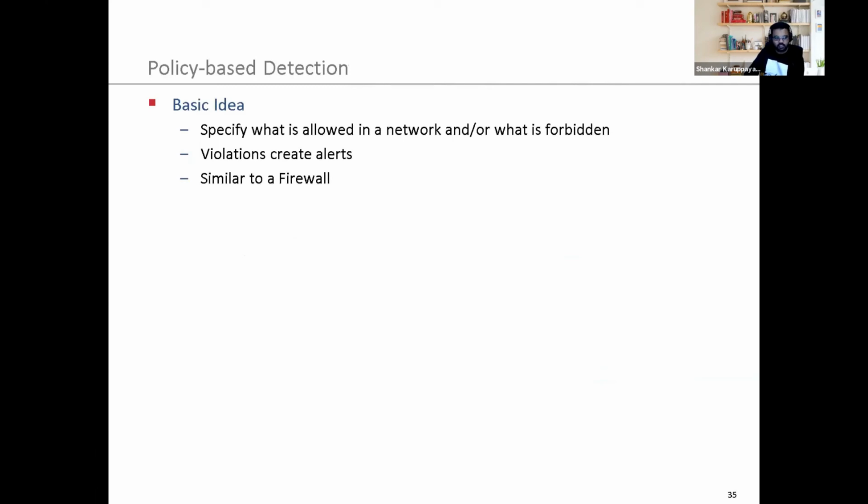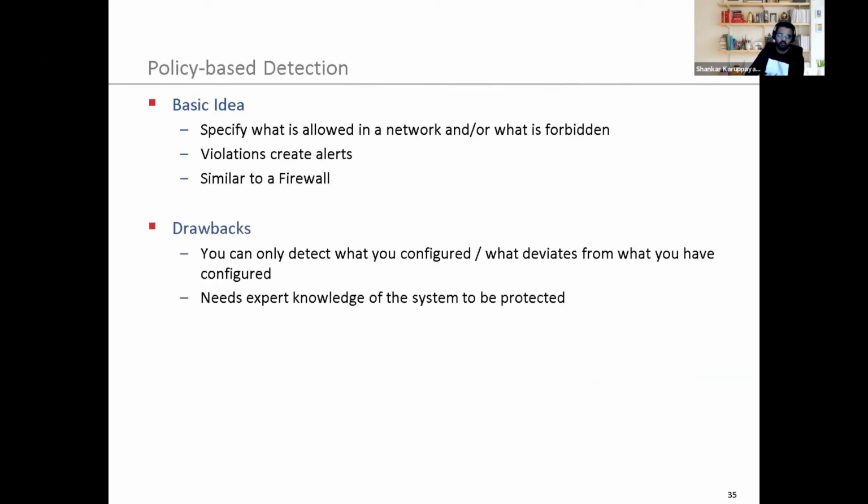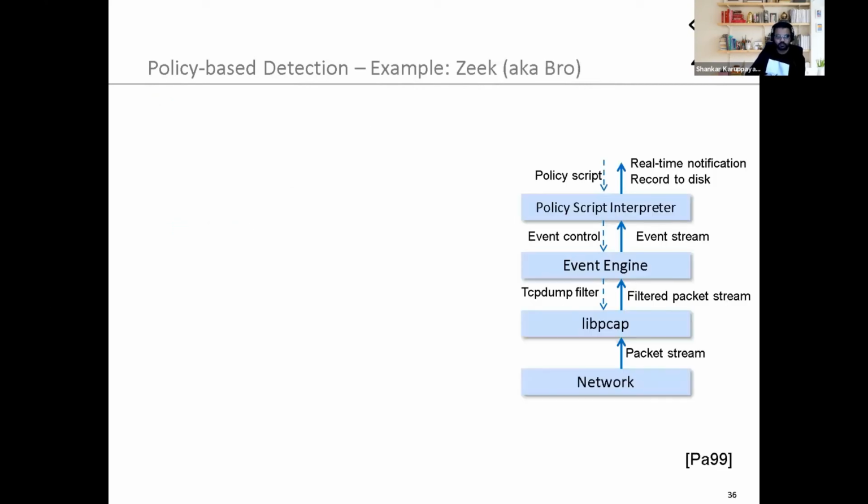In terms of policy-based detection, the basic idea is to specify upfront what is allowed in a network and what is forbidden. Anything that is not within the category of allowed is considered a violation, and hence an alert will be created. The drawback is that you can only detect deviations from what you configured, and in order to do this, you need to be an expert. If you're an expert who knows exactly that in this system only this will be allowed to happen, then a policy-based detection mechanism is good for you. Zeek, previously called BRO, is a good example of a policy-based detection mechanism.